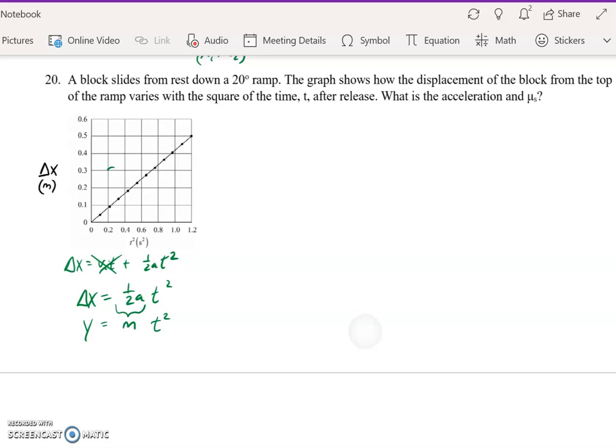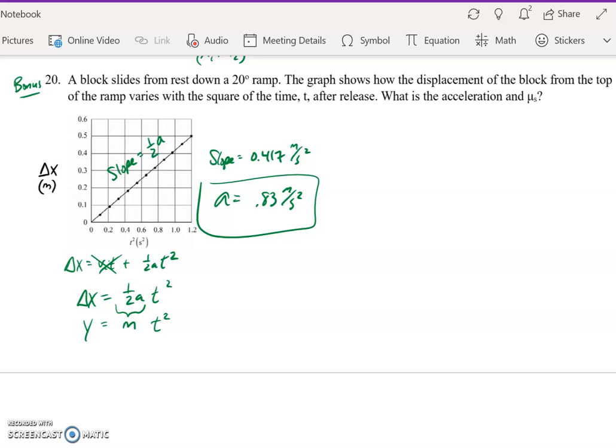Okay, so the slope of this graph is half of the acceleration. That's the key here. This is like a bonus type of problem. Don't worry if you didn't get this one right. Slope is half the acceleration. So if you find the slope of this graph, it's 0.417, and that would be meters per second squared. And if that's half the acceleration, that means the acceleration is double that, 0.83 meters per second squared. So that's what the use of the graph was for, to get the acceleration.